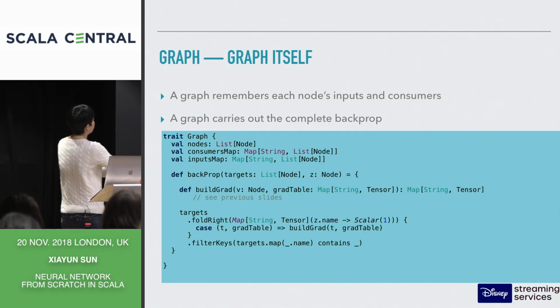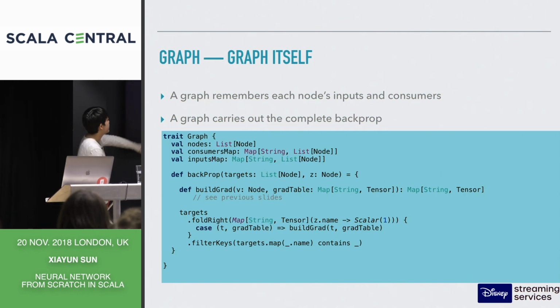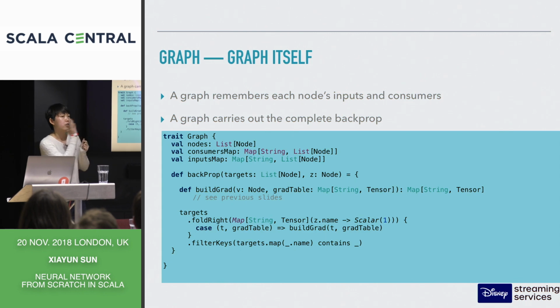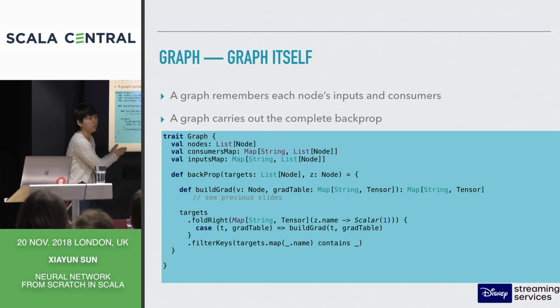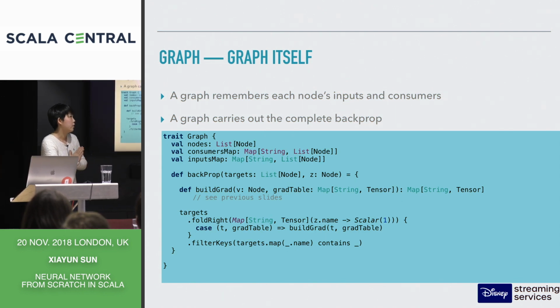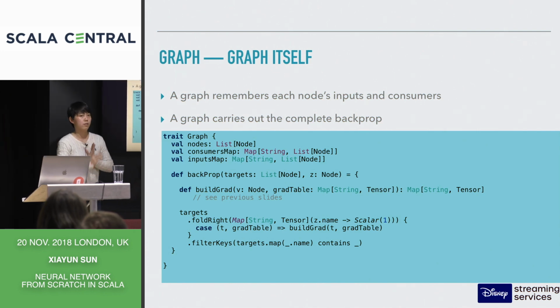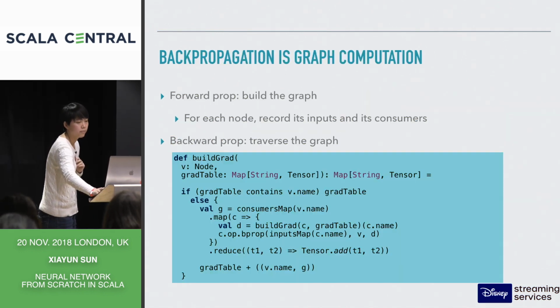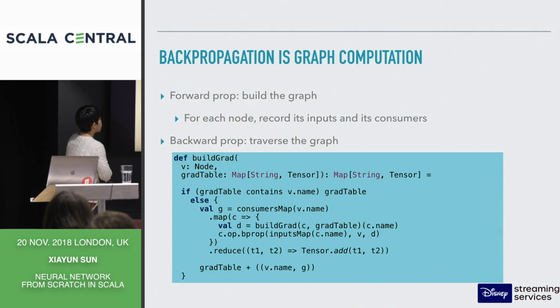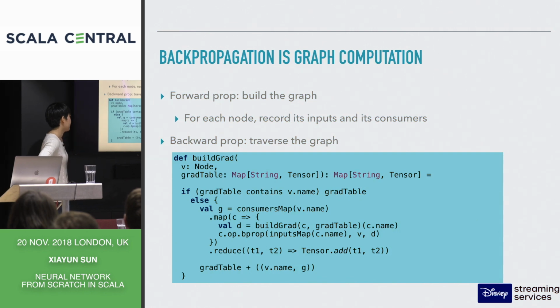Okay, now the graph. The graph is the least functional part in this whole thing. The graph basically remembers, for each node, who your input nodes are and who your consumption nodes are. That's it. And then with all this knowledge, you can actually compute the gradient from your last node to whichever node you're interested in. Okay, now we can go back to the main function. So this is kind of a recursive, but not tail recursive, thing. So it's kind of ugly.